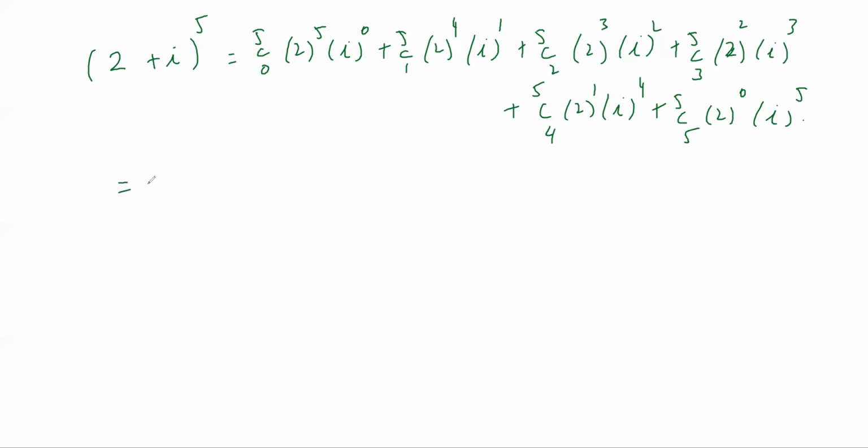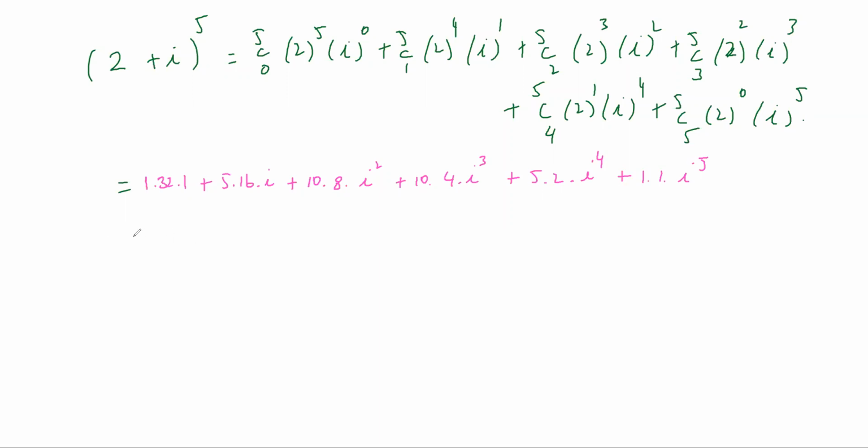So now, let's do one more step here. Now this is 5c0 is 1 into 32 into 1 plus 5c1 is 5 into 16 into iota. 5c2 is 10. So this is 10 times 8 times iota square. Then you have 5c3, I think there is 10 as well. This is 10 into 4 into iota cube. Then 5c4 is 5, please confirm from your calculators. And this is iota raised to 4. 5c5 is 1 into iota raised to power 5.